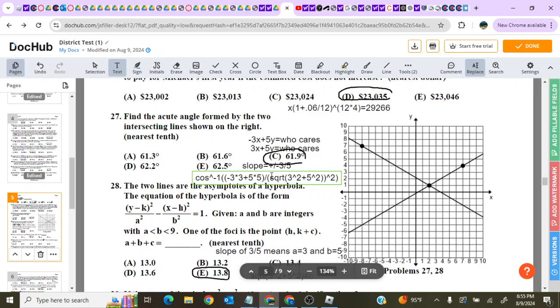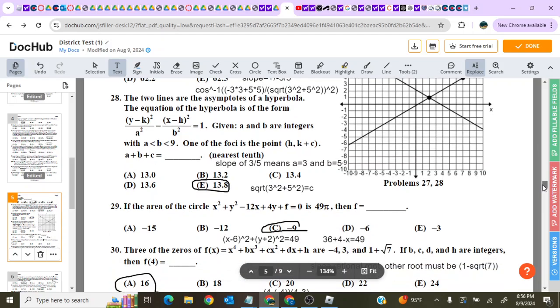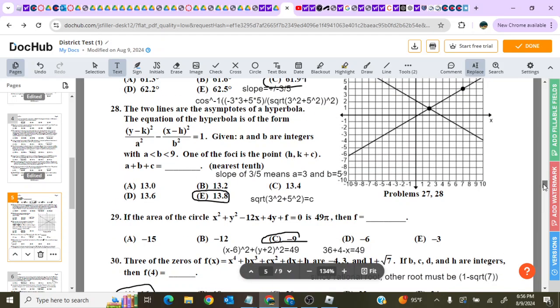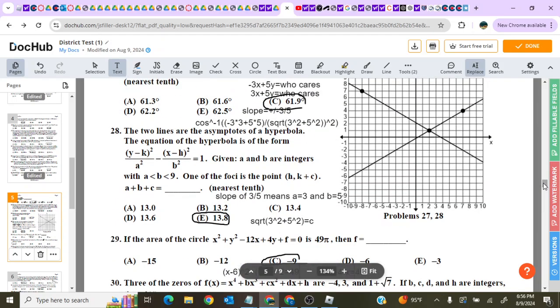The two lines are the asymptotes of a hyperbola. The equation of a hyperbola is in the form y minus k, and so on. a and b are integers. Let's just make sure that they can't be interchanged. One of the foci is the point (h, k plus c). a plus b plus c is what?